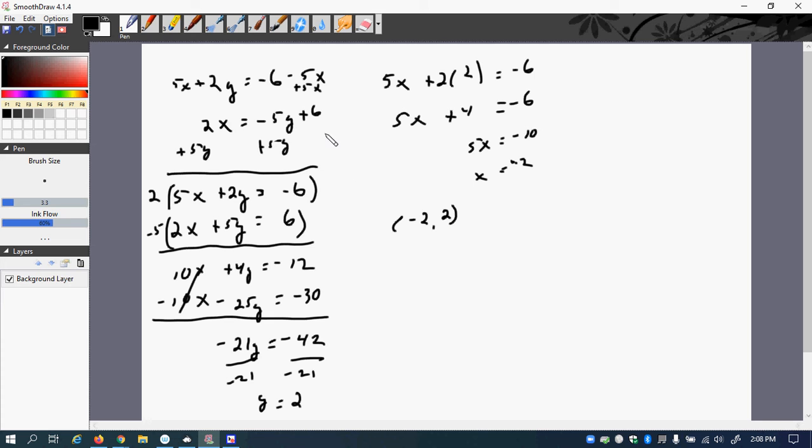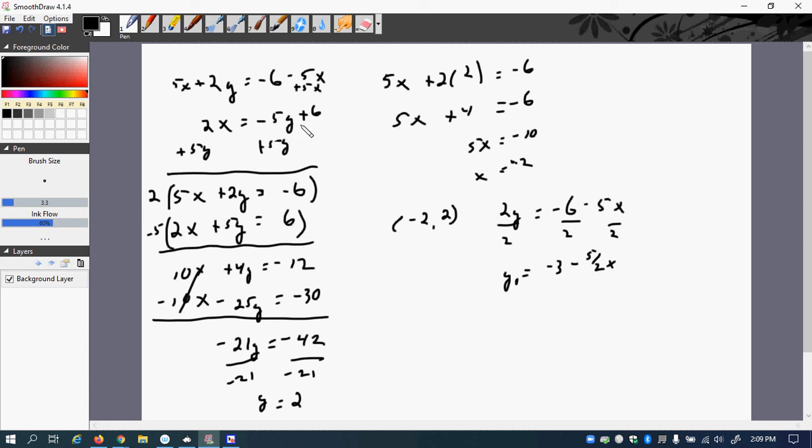So I could also graph these two equations. So when I did that, I had one equation that was 2y equal to negative 6 minus 5x, right? That was what my equation looked like. So if I want to put that in slope-intercept form, I'll just go ahead and divide everything by 2. So I get y equal to negative 3 minus 5 halves x. And so that's my first equation.